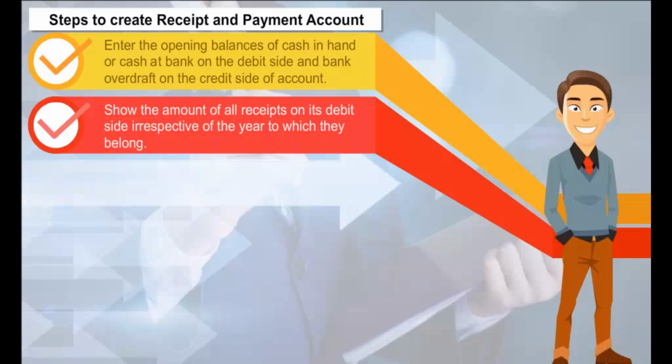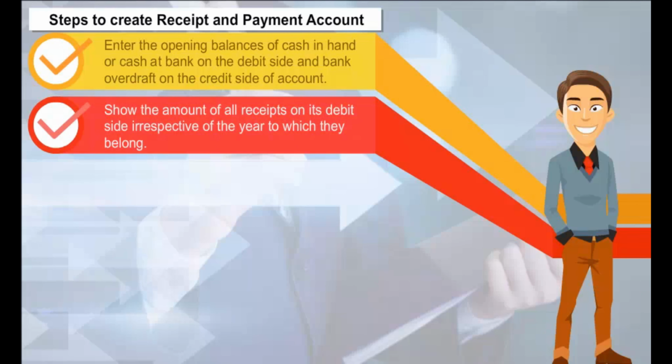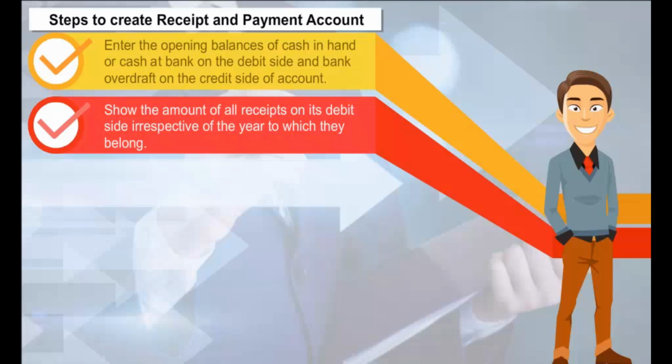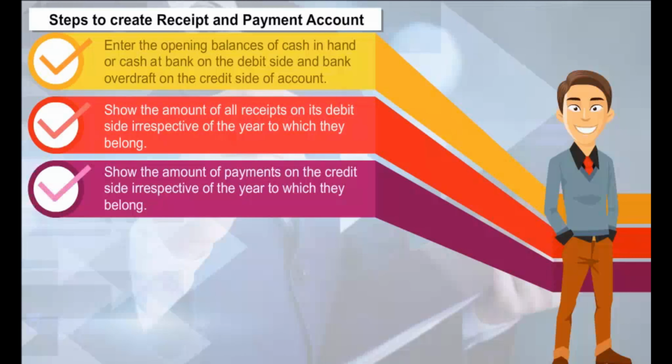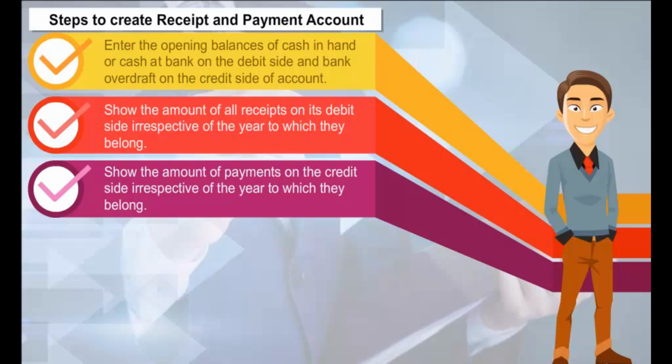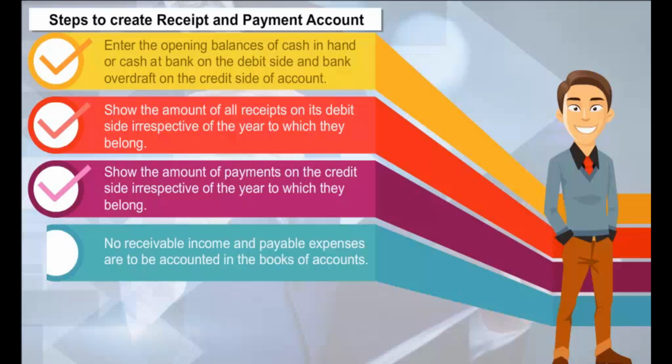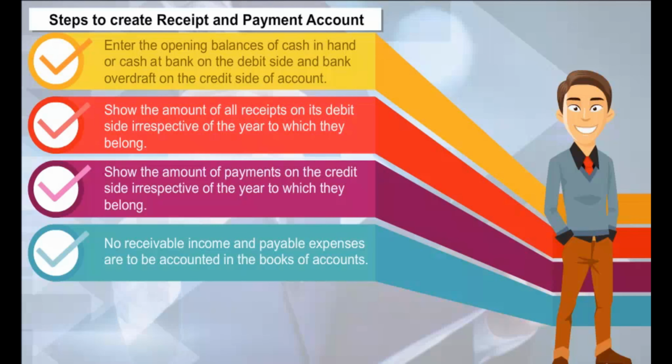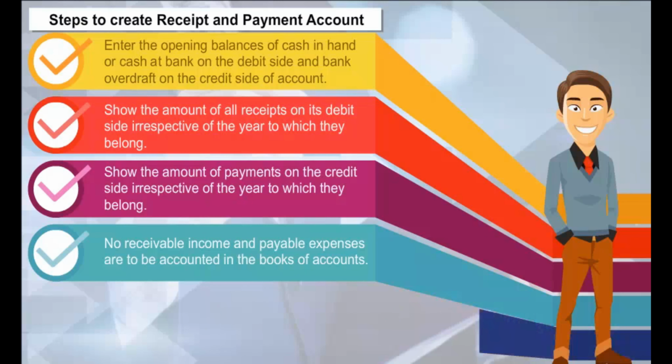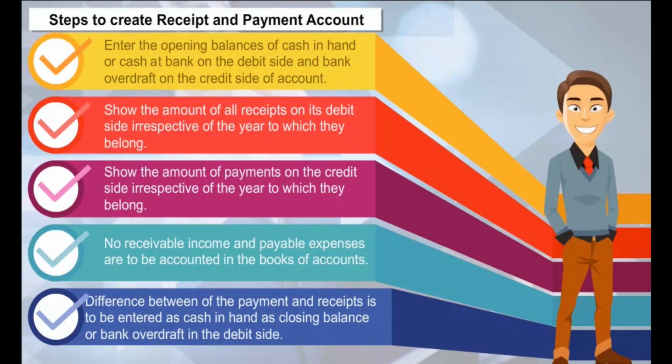Show the amount of all receipts on its debit side, irrespective of the year to which they belong. Show the amount of payments on the credit side, irrespective of the year to which they belong. No receivable income and payable expenses are to be accounted in the books of accounts. The difference between the payments and receipts is to be entered as cash in hand, as closing balance, or bank overdraft in the debit.